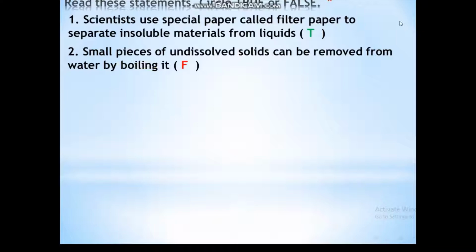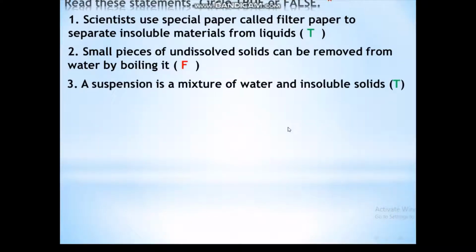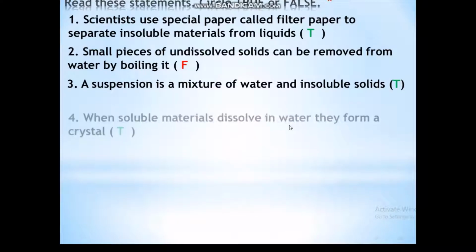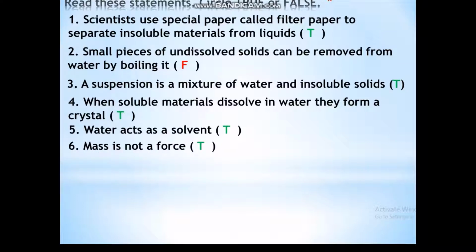Number 3, a suspension is a mixture of water and insoluble solids. That's true. Number 4, when soluble materials dissolve in water, they form crystal. That's true. Number 5, water acts as a solvent. That's true. 6, mass is not a force.